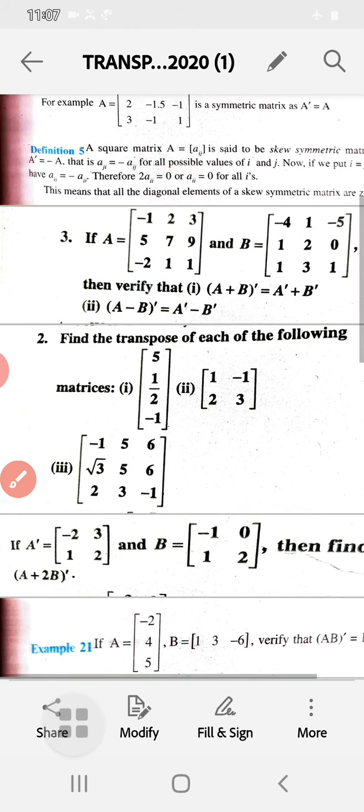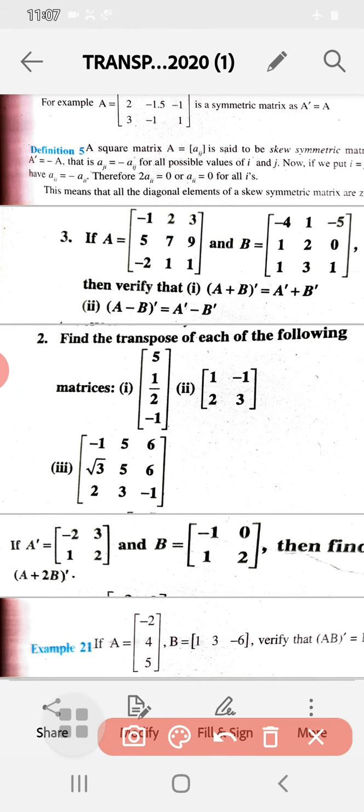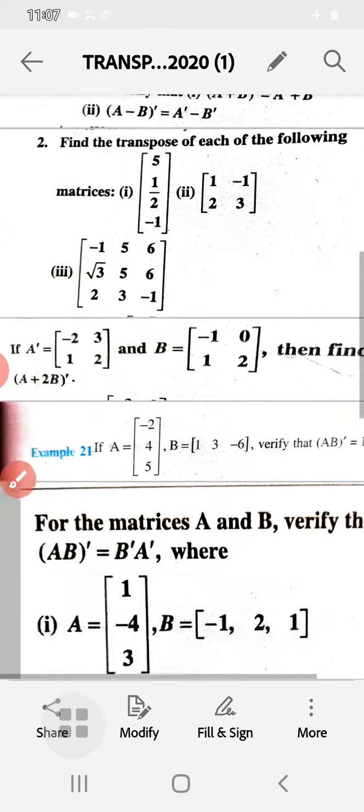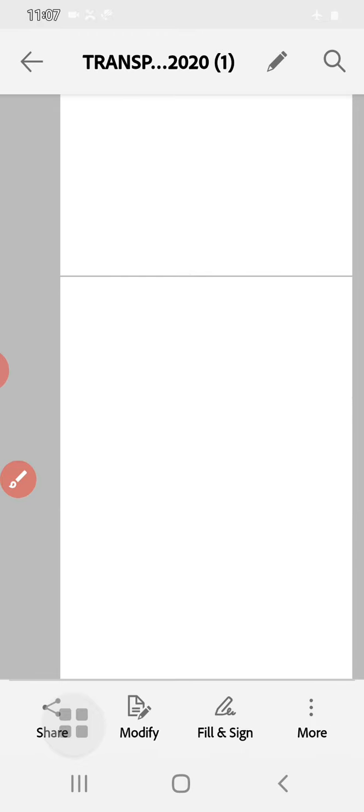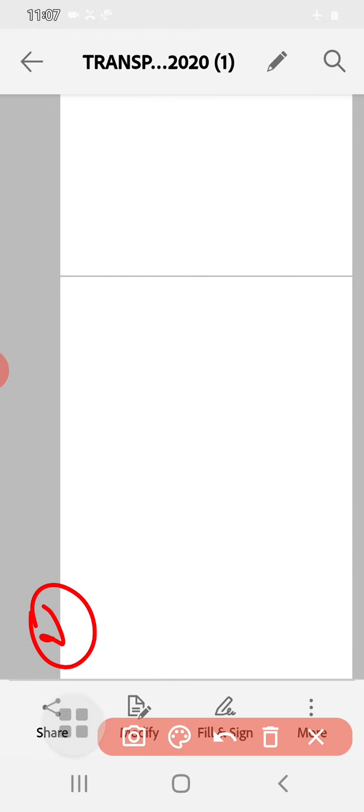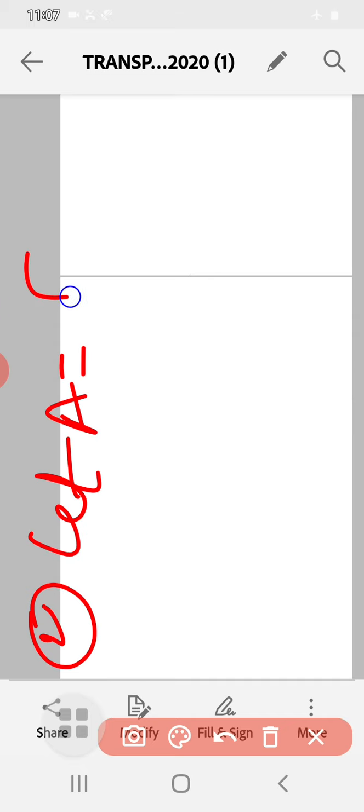Okay, so let us consider this second one here. Find the transpose of each of the following. So here 3 matrices are given. You have to write the transpose. So let us take up 1, 2, 3. So 3 cases are there. So you work out the first one here. The given matrix is, they have not mentioned the name, so let us call it A: 5, half, minus 1.